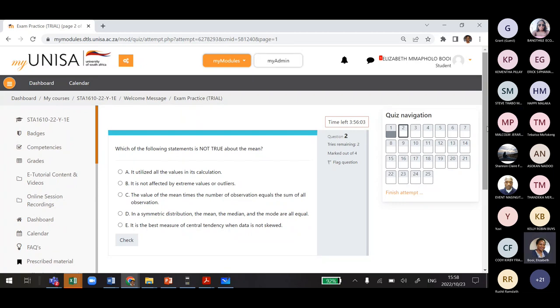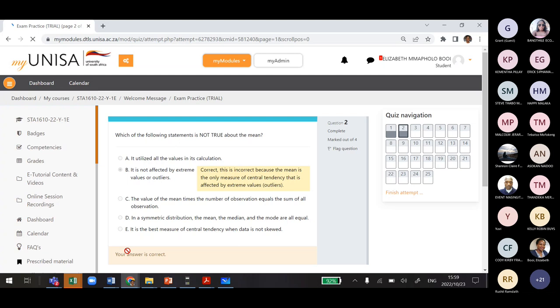B. It will be B. It is not affected by extreme outliers. Are you sure? Which one is not true? So yes, definitely, because we know that the mean is affected by extreme outliers. If your data is skewed, your mean will pull towards the bigger values. If it has very big numbers, it will be pulled towards them. So B is correct.